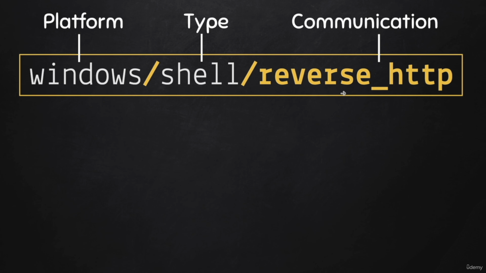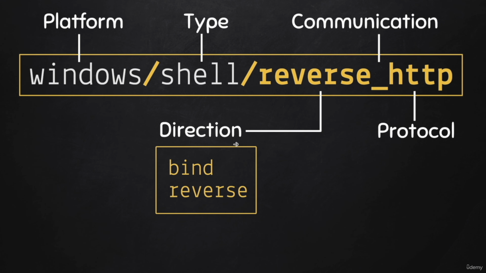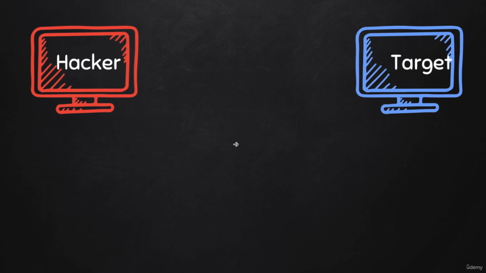So the first part is the platform, and the second part is the type, and the third part of the payload name is the communication method or channel, like we said. And if you look closely, you can see that even this part is almost made out of two parts. The first part is the direction of the connection, and I'll explain that to you in a second. And the second part is the protocol used in this connection. So when it comes to the direction, the most common types are going to be either bind or reverse. And let me explain to you what I mean by that.